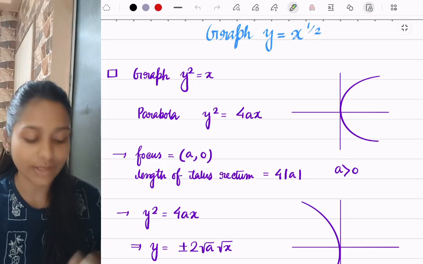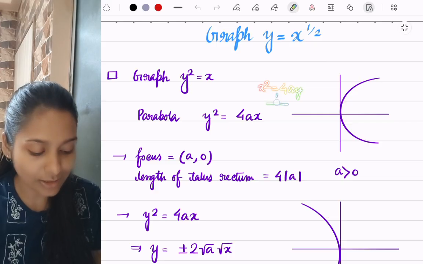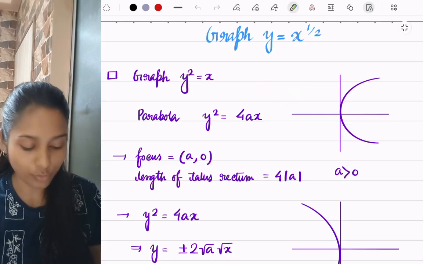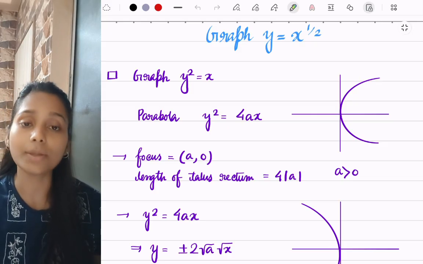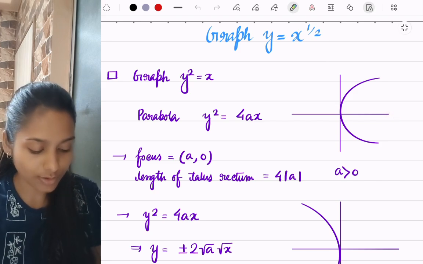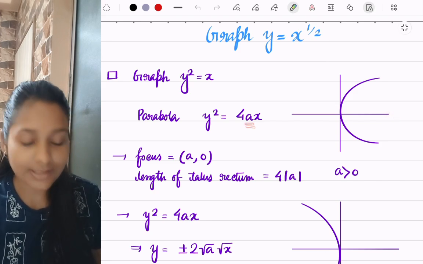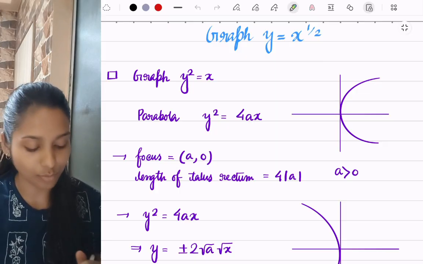Previously we learned about the parabola of the form x square equals 4ay, and it had this form or this form. Now we are going in the reverse direction, where the axis of the parabola is the x-axis. This a is used to find the focus and latus rectum of the parabola.